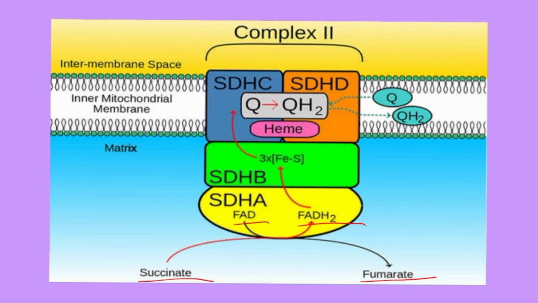The reoxidation of the FADH2 occurs via succinate Q reductase, which is complex II of the electron transport chain. Succinate dehydrogenase is a part of this complex, but it also contains FeS clusters. During reoxidation of FADH2, two electrons pass from FADH2 to FeS clusters and are then passed on to ubiquinone.